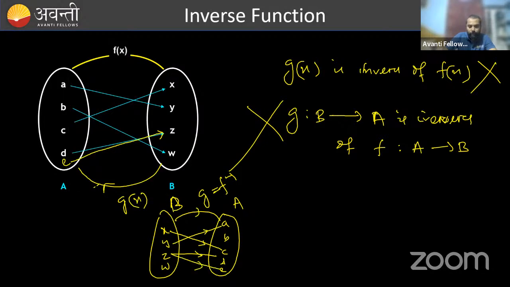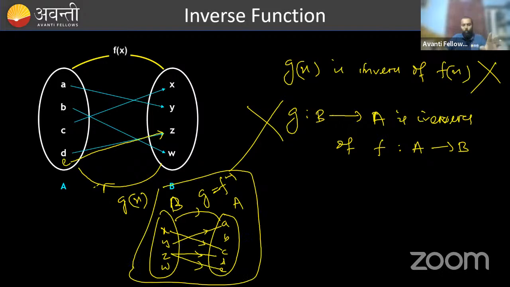Is it a function, guys? Tell me, is it a function? No. Why is it not a function? W is mapping to B. No problem, you can write. Okay, is it a function? No. Here G is not a function.